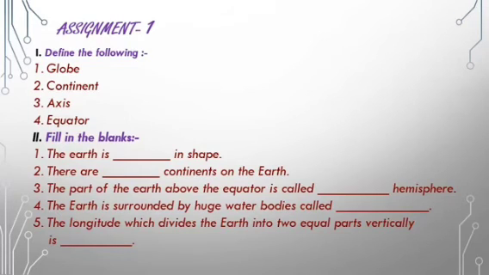Fill in the blanks. The earth is dash in shape. There are dash continents on the earth. The part of the earth above the equator is called dash hemisphere. The earth is surrounded by huge water bodies called dash. Fifth, the longitude which divides the earth into two equal parts vertically is dash.